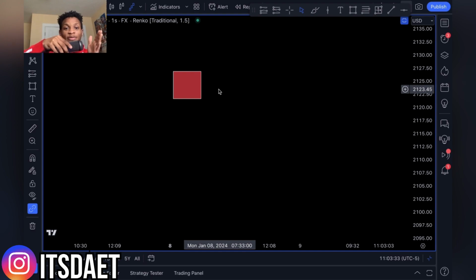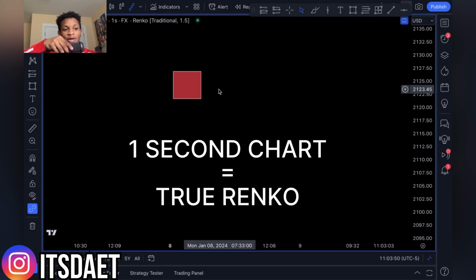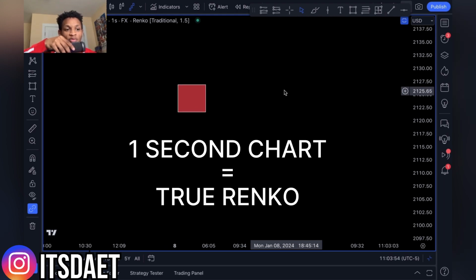Now some people trade Renko on TradingView and they use the minute charts, like the 1 minute chart and the 2 minute charts or whatever. You can do that, that's fine, because you may even have a pair that's better for a higher time frame, or whatever the case may be. But if you want the true Renko, the brick-like movement and stuff like that, you have to go with the 1 second chart on TradingView. You have to, for sure.